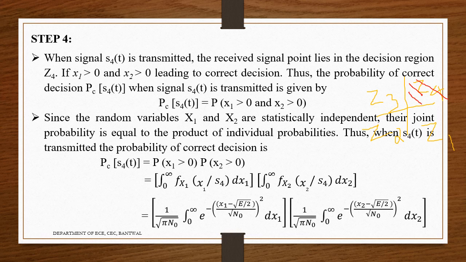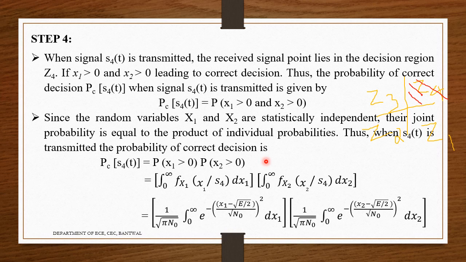Okay. So now this is the probability of correct decision, Pc. We are not taking error here; we are taking it with respect to the correct decision. When signal S4 has been transmitted, it is given by Pc of s4 of t equals P of x1 greater than 0 and x2 greater than 0. I'll be using the property of conditional decision. So I'm trying to make it independent, as x1 and x2 are statistically independent. I'll split those things up like this: P of x1 greater than 0 times P of x2 greater than 0.